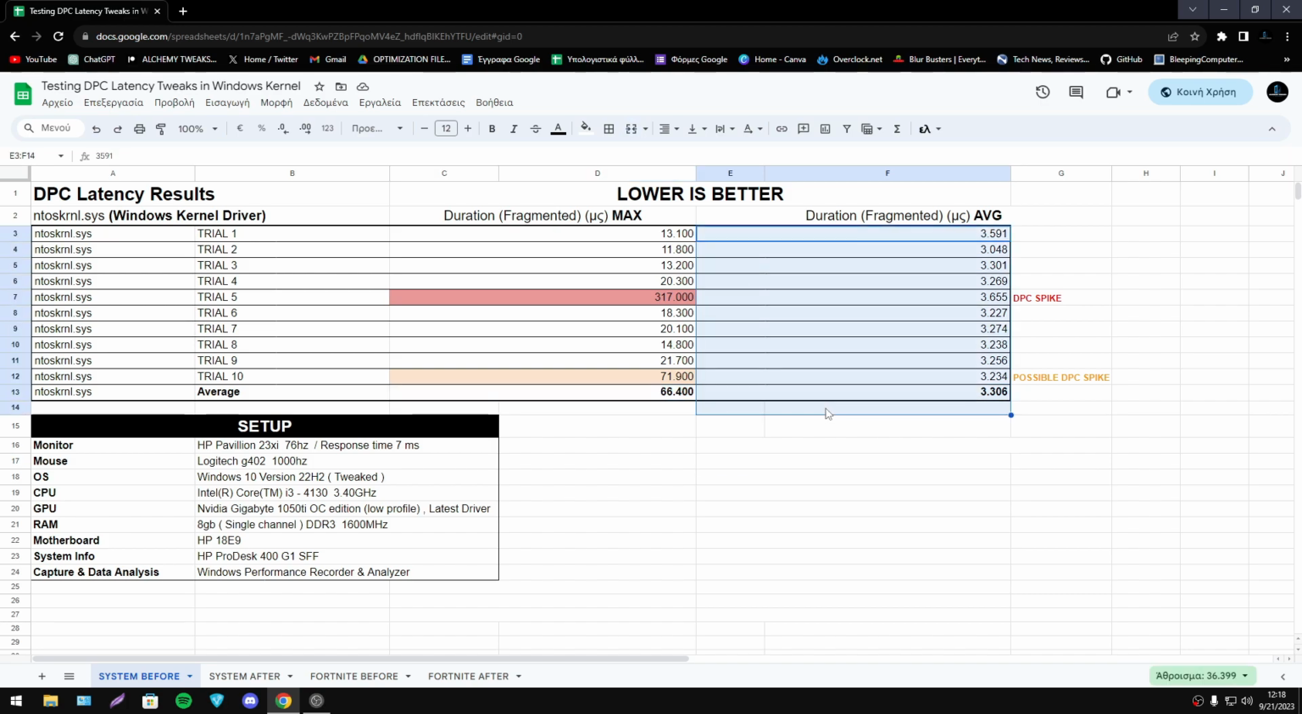What I also want to focus on is the average. As you see, the duration fragments in average is basically stable. The only bad thing is the duration fragment maximum, okay? So the spikes are in the maximum. Let's see now the system after.